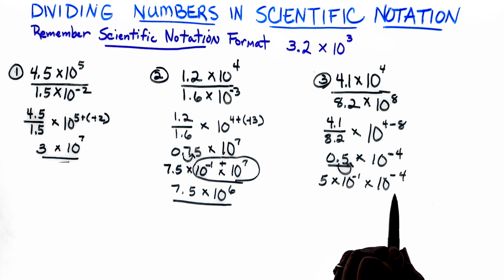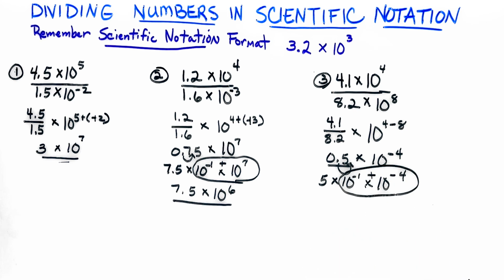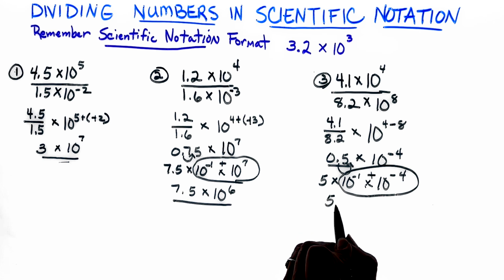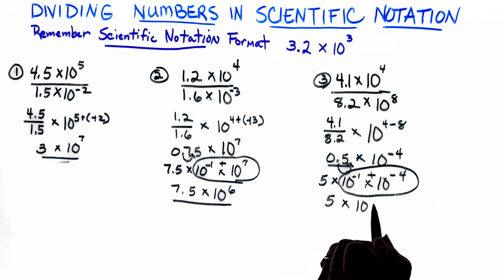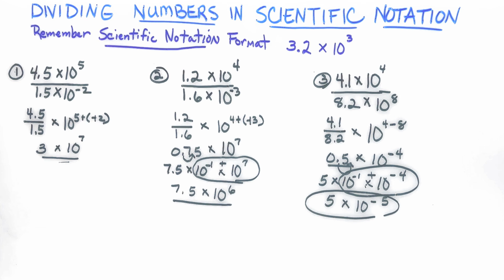And now I see I have 2 of them again. And I'm going to add my exponents. So I have 5 times 10 to the negative 5th power. And that is my answer in simplest form, simplest scientific notation form.